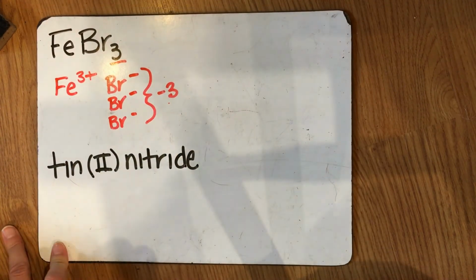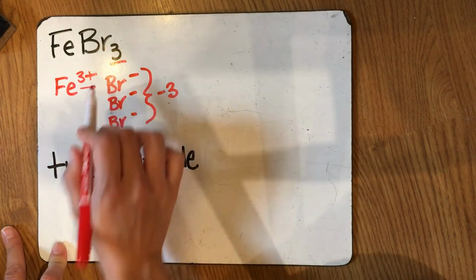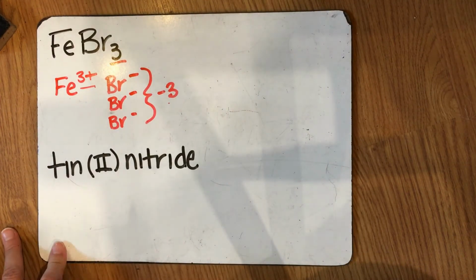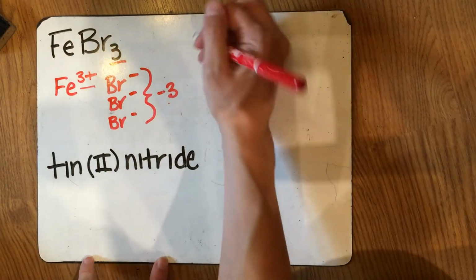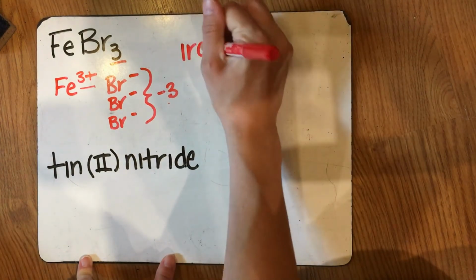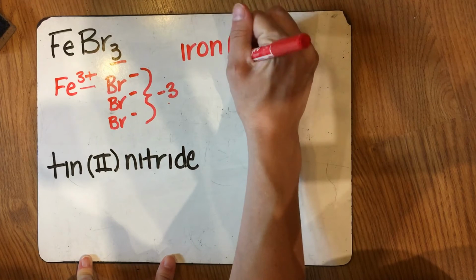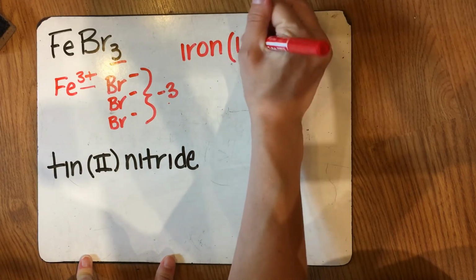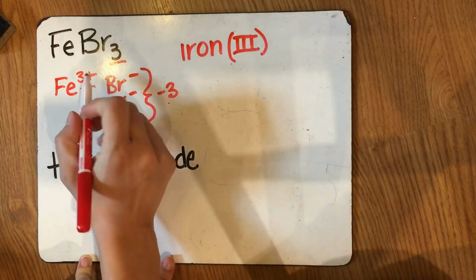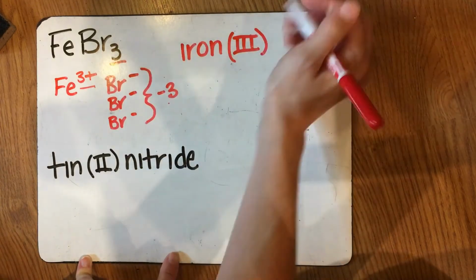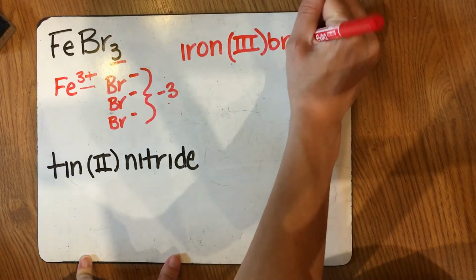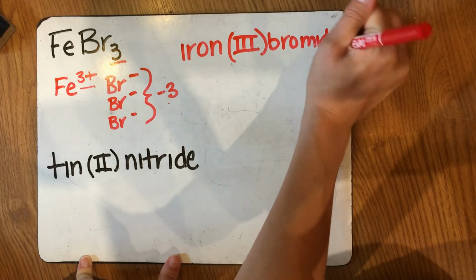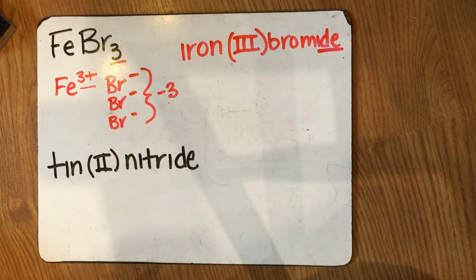So when we go to write the name, we have to include this in the name to show which iron we're talking about. So we would write iron, then parentheses with Roman numeral III for this +3 charge, and then bromide, because the anion, remember, changes its ending to IDE.